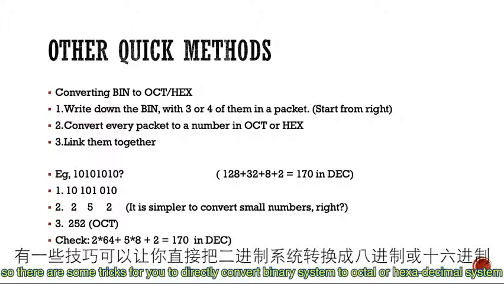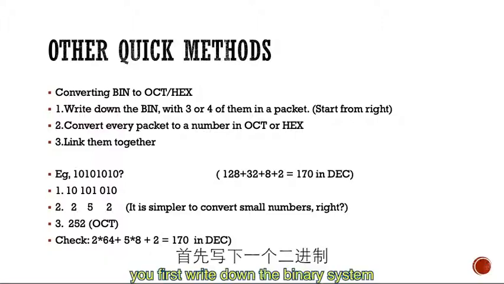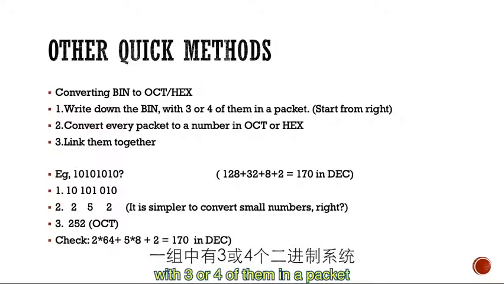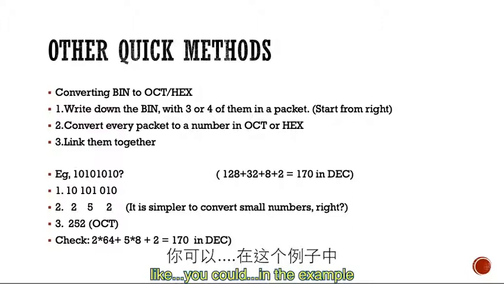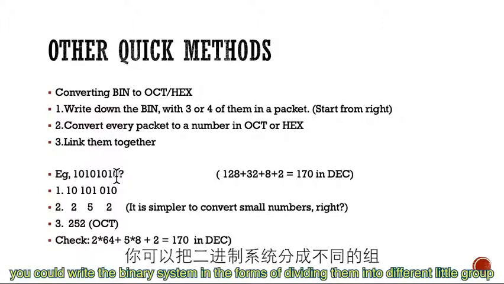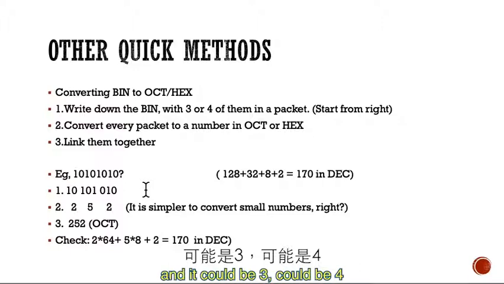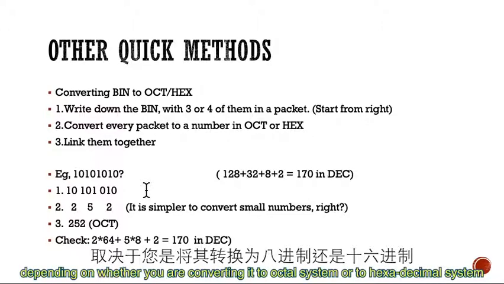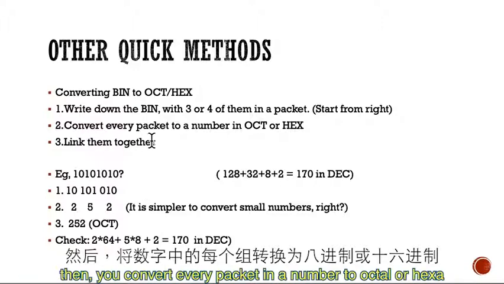So there are some tricks for you to directly convert binary system to octal or hexadecimal systems, and vice versa. You first write down the binary number in packets of 3 or 4 digits. In the example, you divide the binary number into little groups. It could be 3, it could be 4, depending on whether you are converting it to the octal system or the hexadecimal system.